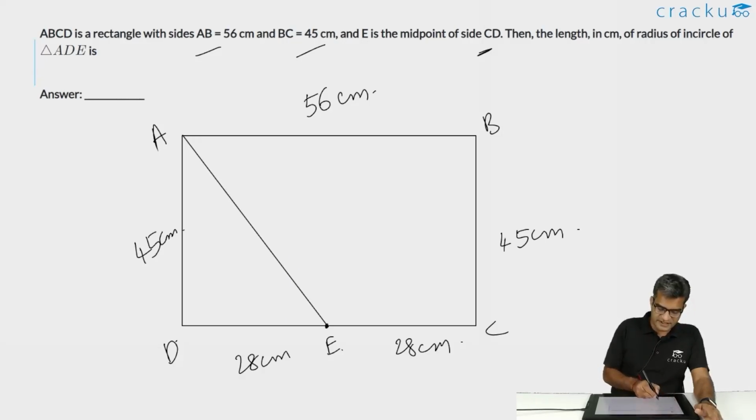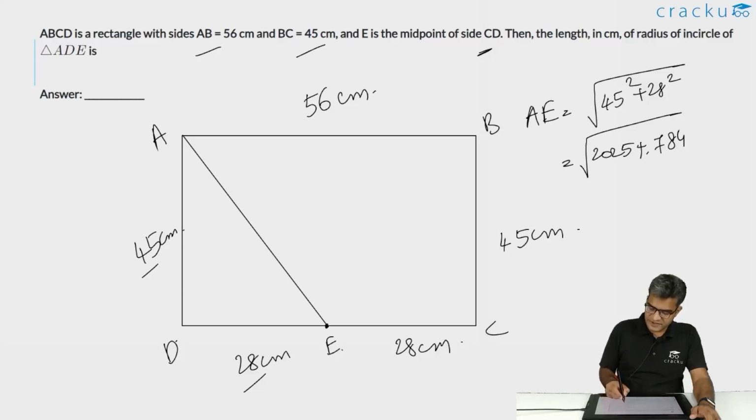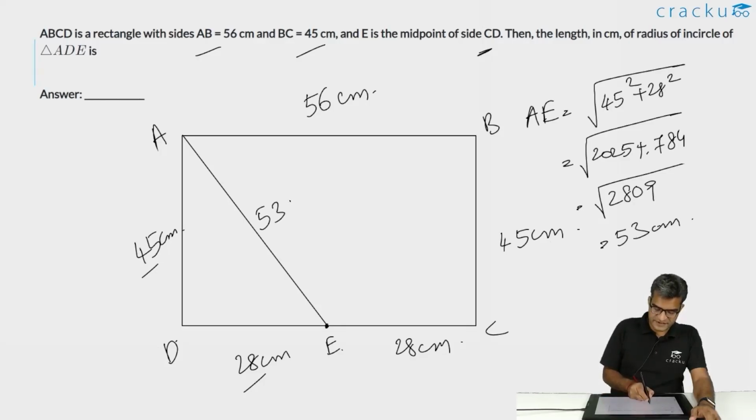So we can calculate the length of AE. The length of AE will be, using Pythagoras theorem, square root of the sum of the squares of the non-hypotenuse sides, which is 45 square plus 28 square. This is square root of 2025 plus 28 square is 784. This is equal to square root of 2809, which is 53 centimeters. So this is 53 centimeters.